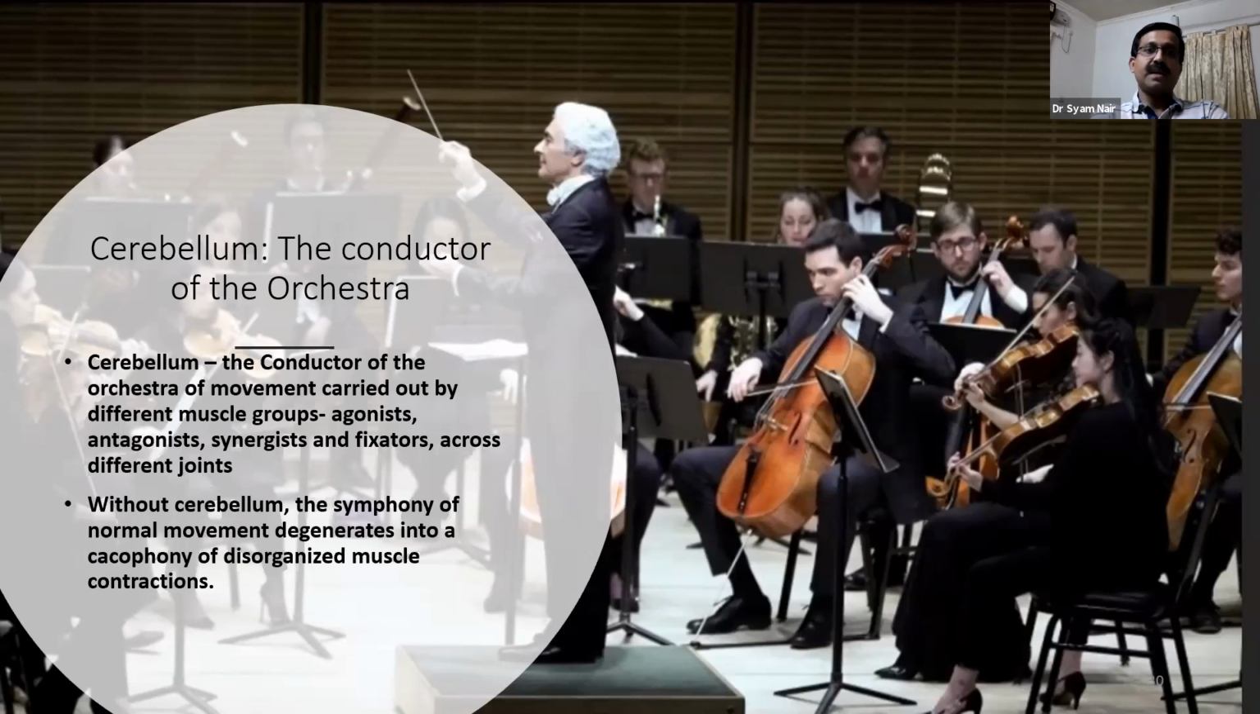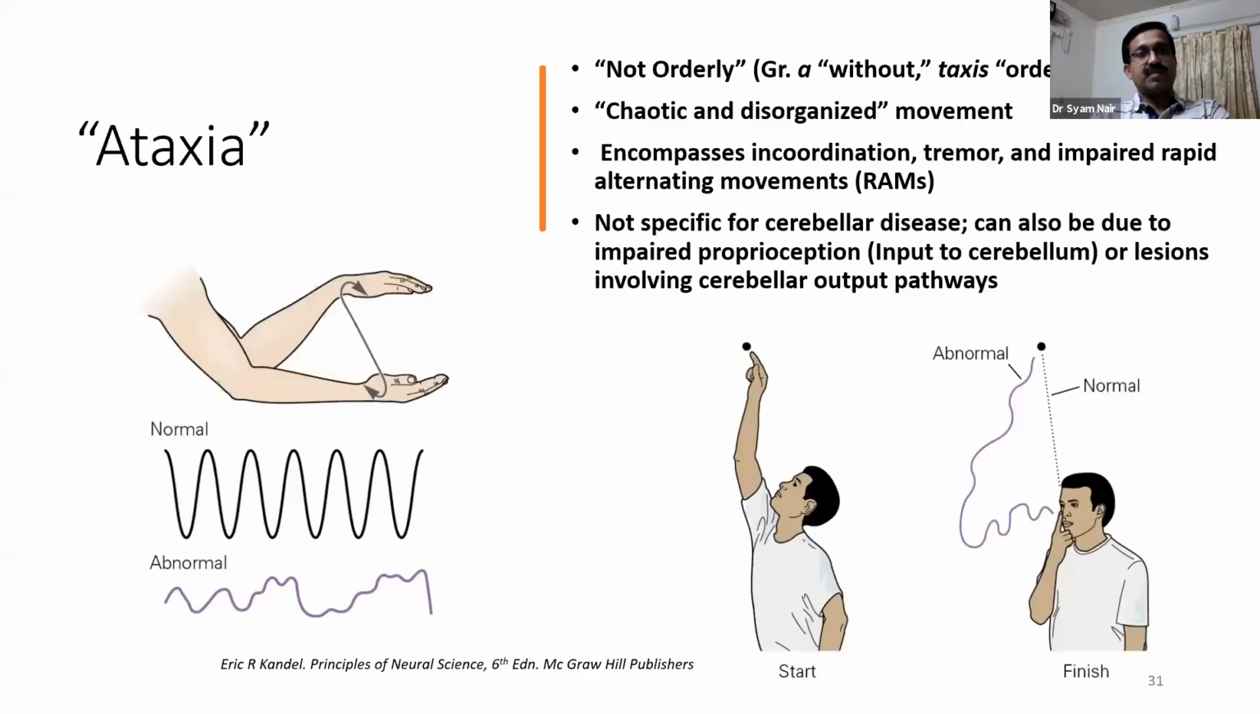And without the cerebellum, the graceful symphony of normal movements degenerates into a cacophony of disorganized muscle contractions. So that is what happens in ataxia. The term ataxia means lack of order. It is derived from the Greek words a, which means without, and taxis, which means order. So movements all become chaotic and disorganized, and ataxia encompasses incoordination, tremor, and impaired rapid alternating movements.